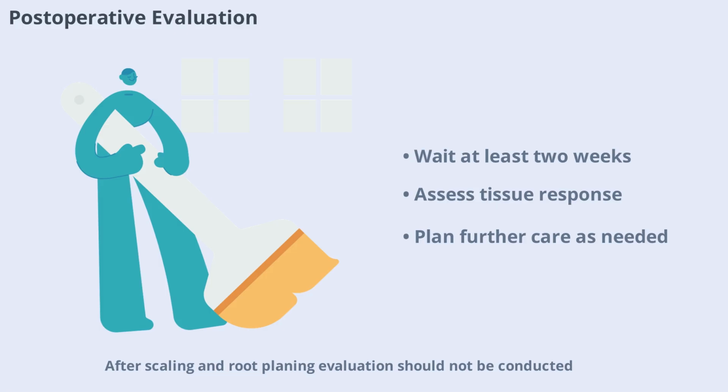After scaling and root planing, evaluation should not be conducted earlier than 2 weeks postoperatively. The primary criterion for success is tissue response, which indicates healing and effectiveness of the treatment. By allowing adequate time for healing, clinicians can accurately assess the outcome and plan further care if needed. This final step ensures that periodontal health is maintained and any issues are addressed promptly.